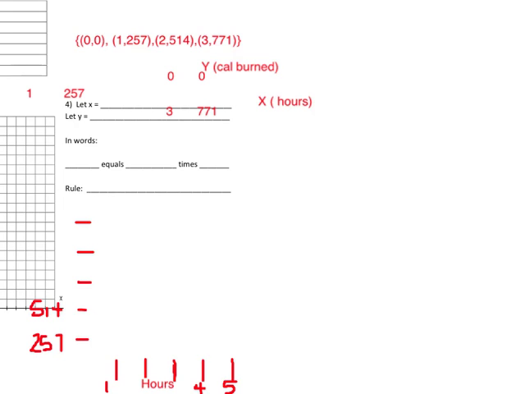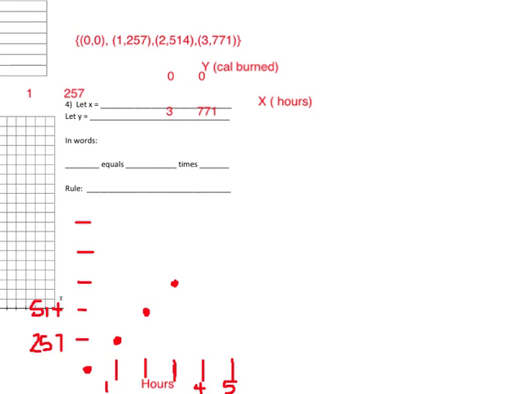So hours is labeled on the x-axis, and calories burned is labeled on the y-axis. And I've just chosen to do every 3 to spread them out a little bit. So every 3 ticks is 257 calories on the y-axis, and every 3 ticks is 1 hour on the x-axis. So now I'm ready to go ahead and plot the points. So I'm going to plot (0, 0), (1, 257), (2, 514), (3, 771).